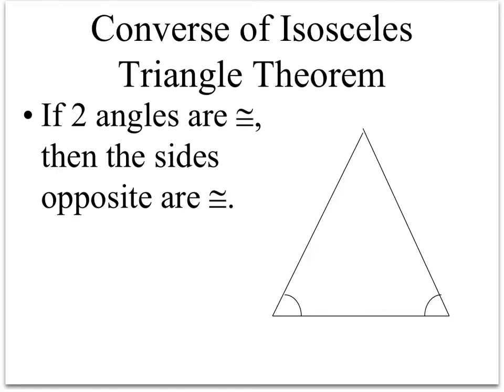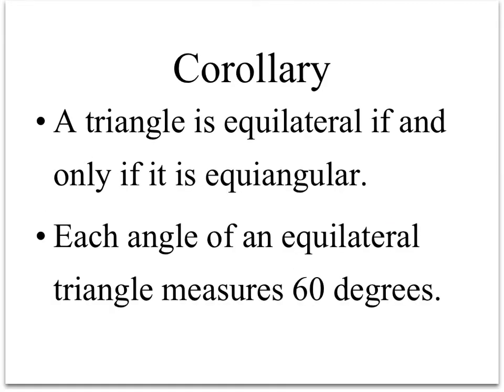So if we have a triangle and we know that two angles are congruent, then the opposite sides must also be congruent. So in the triangle pictured, if we know that those two bottom angles are congruent, then the two sides opposite those must also be congruent. There are a couple of corollaries that go along with the isosceles triangle theorem. The first one says that, and this is something that we already know from 4.1, a triangle is equilateral if and only if it is equiangular.